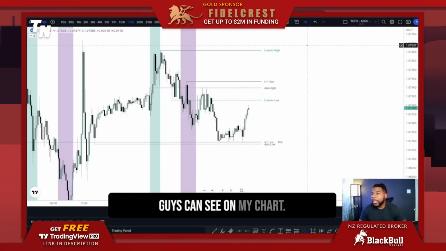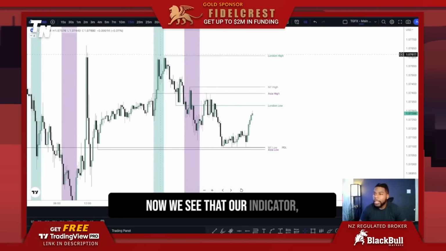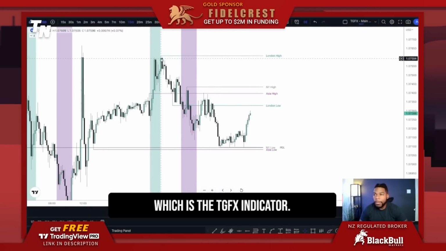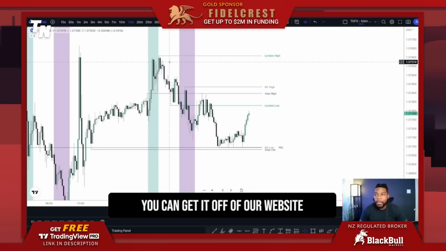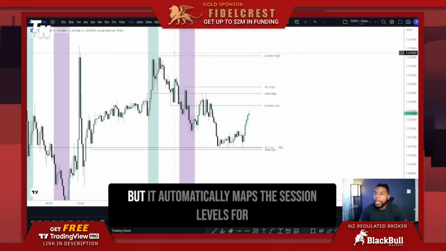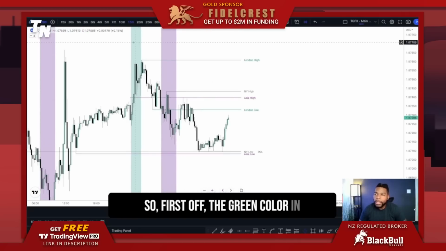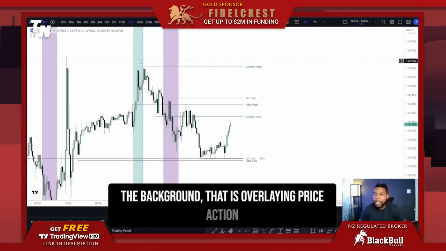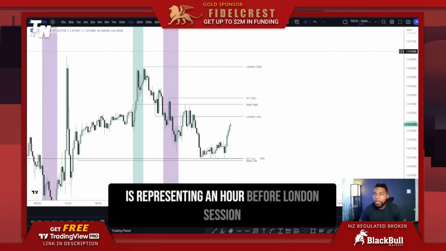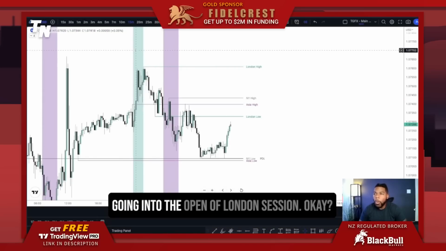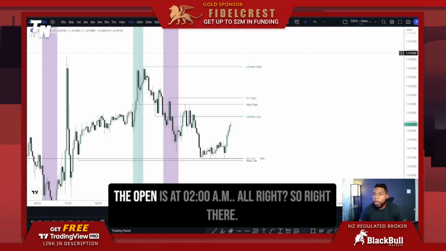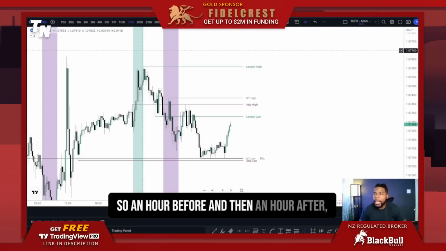As you guys can see on my chart now, we see that our indicator, which is the TGFX indicator, you can get it off of our website at tgfx-academy.com, but it automatically maps the session levels for you every single day and updates them. So first off, the green color in the background that is overlaying price action is representing an hour before London session going into the open of London session, okay? The open is at 2 a.m. All right, so right there, so an hour before and then an hour after.